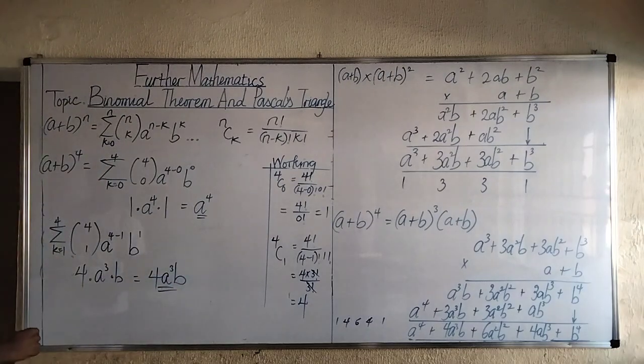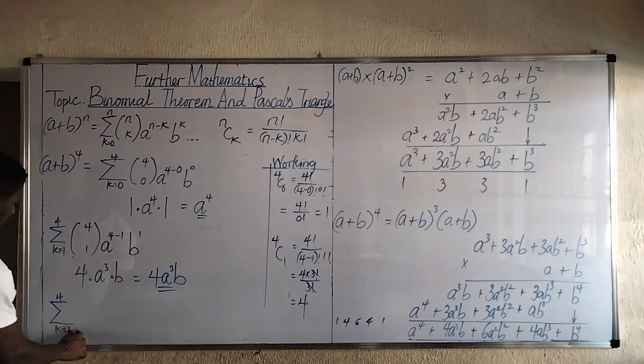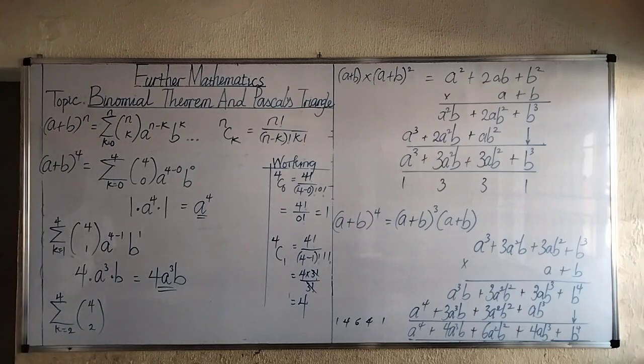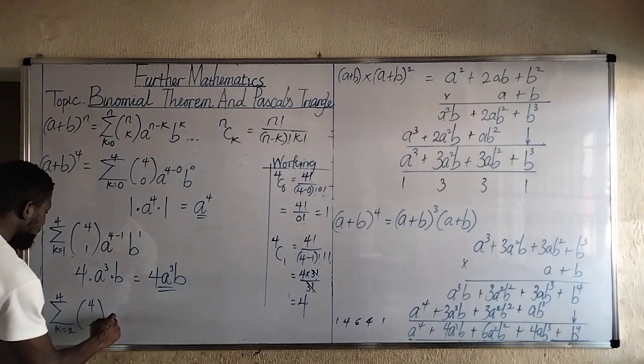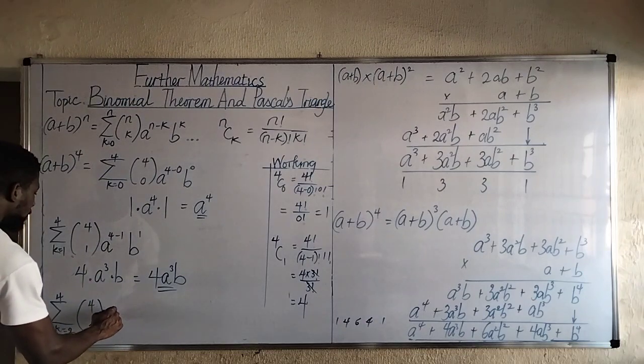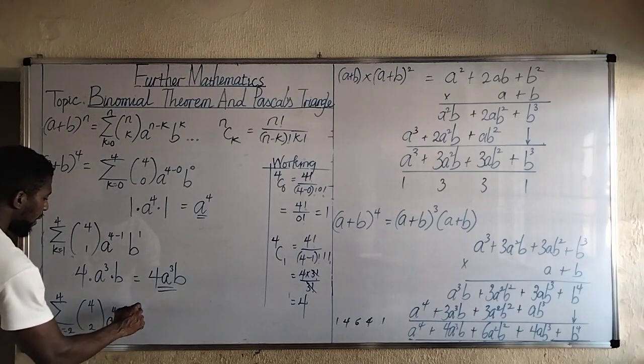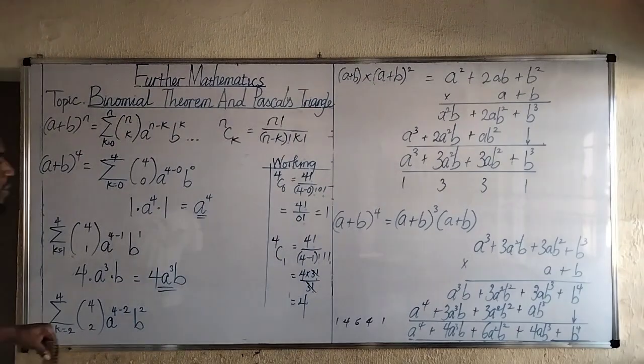Okay, the next one will give me summation, k is now equal to 2. Right, k is equal to 2. Then I will have 4 combination 2. Okay, when I write down this, it will take me to this level now, times a raised to power 4 minus 2, okay, times b raised to power 2.